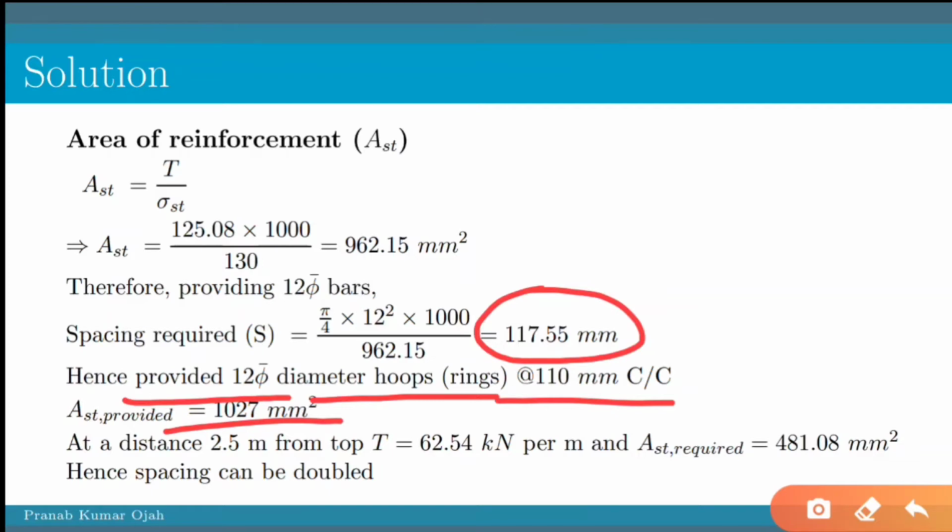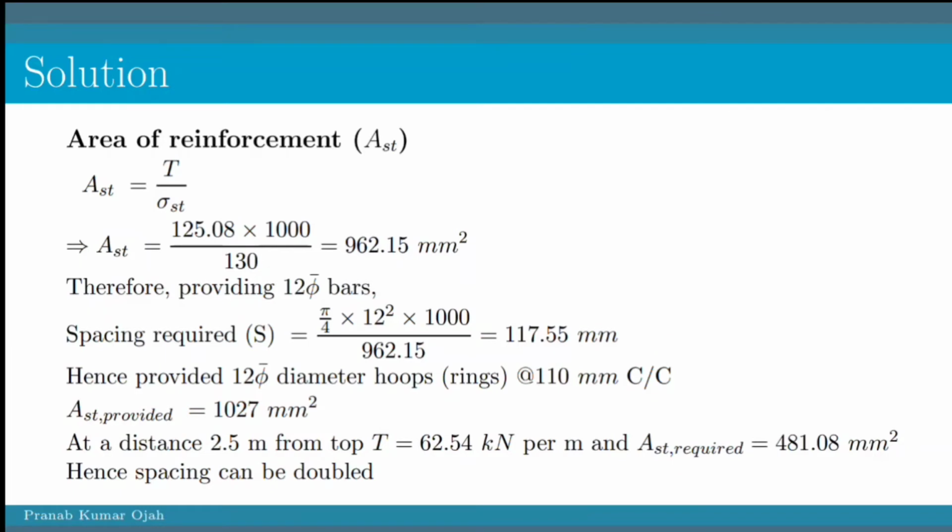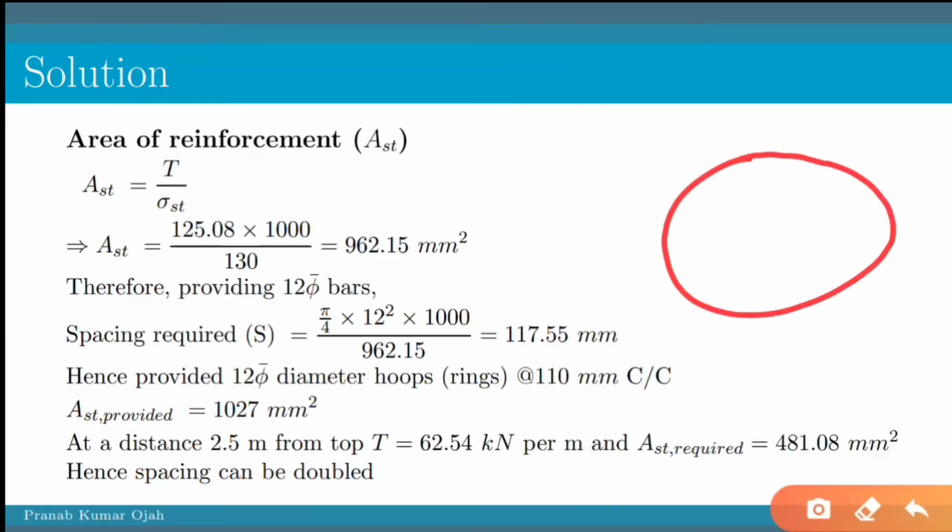Okay. Now, what is the hoop tension? See, if the water tank contains water, along the periphery it will try to give some stresses, due to which the water tank will try to burst out.